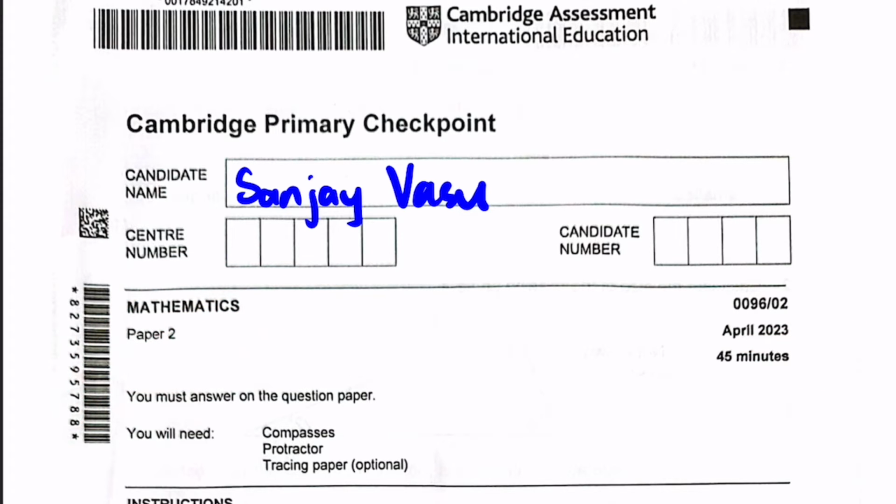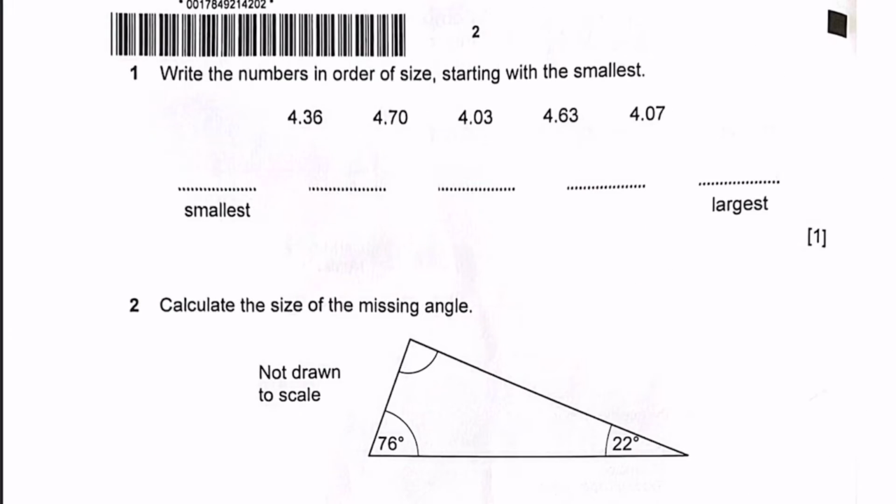Let's start. Question 1. Write the numbers in order of size starting with the smallest. 4.36, 4.7, 4.03, 4.63, 4.07. So let's start with the ones digit. All of them are equal, 4, right? Now the tenths digit. There's two zeros, which are the smallest. Out of these two numbers, which is smaller? We go to the hundredths digit. There's a 3 here, there's a 7 here. 3 is less than 7, so 4.03 is the smallest, and 4.07 is the next smallest.